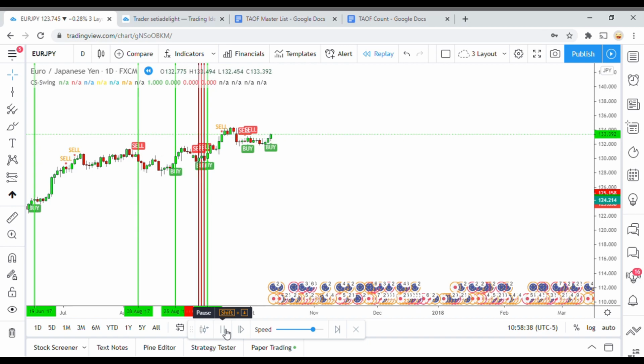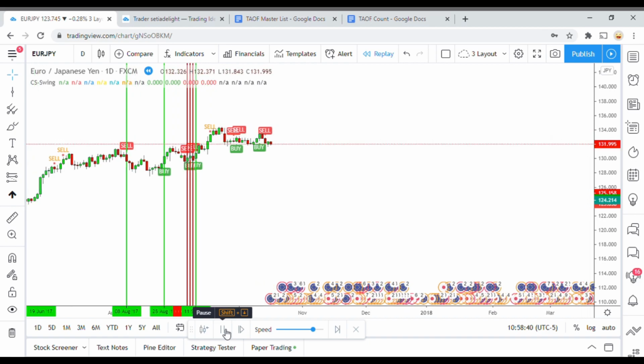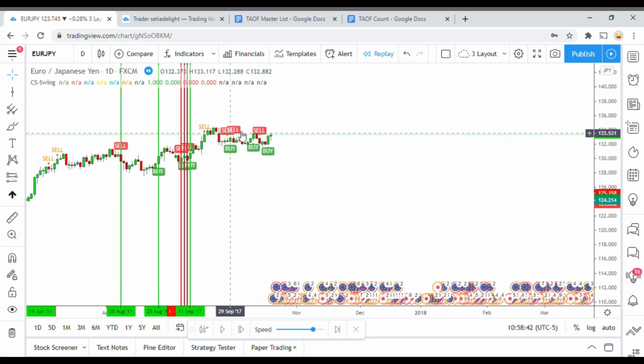I haven't seen it repaint. I haven't seen it do what I thought it did again, and so I'm fairly confident that we're okay with this indicator at this point.